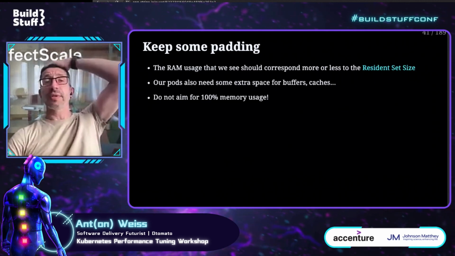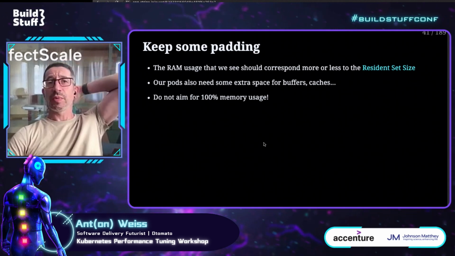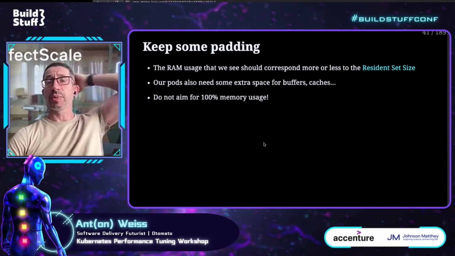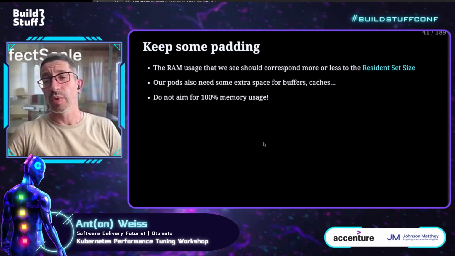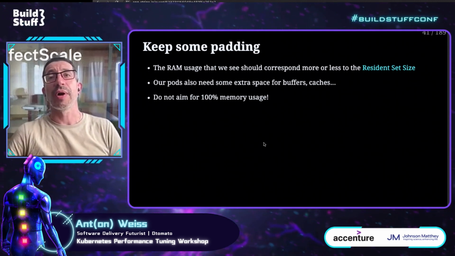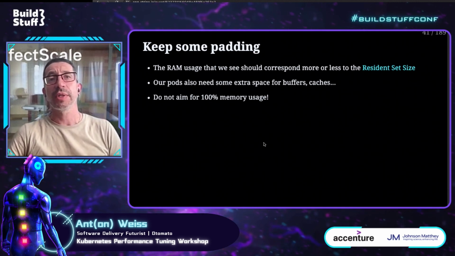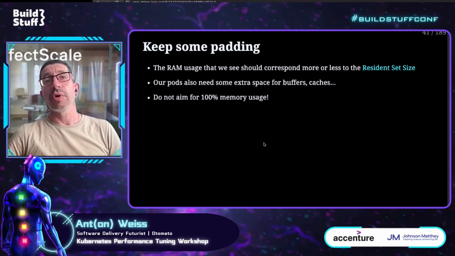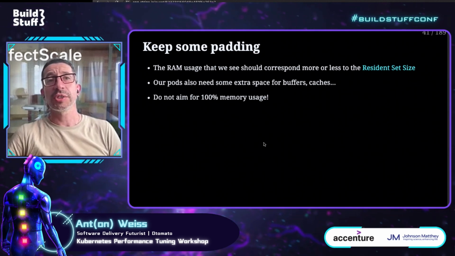Okay, regarding the usage that we're seeing, one notice is that the RAM usage that we see should correspond more or less to the resident set size. So whatever is used by our process with all of the variables it gets allocated. Our pods will also need some extra space for stuff like buffers and caches.